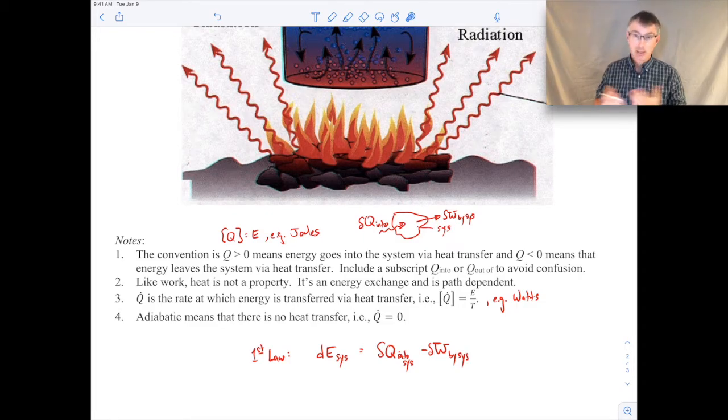Okay, so that's really all you need to know about heat transfer. We're not going to get into much more detail than that. Like work, we'll be dealing with heat transfer quite a bit in the course in our analysis using the first law of thermodynamics as well as the second law of thermodynamics. So speaking of the first law, let's go ahead and spend a little more time talking about it.